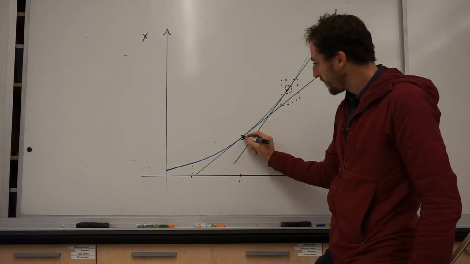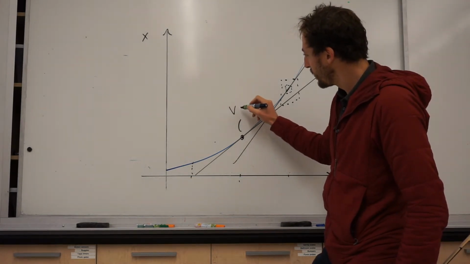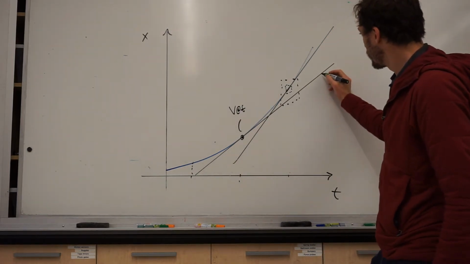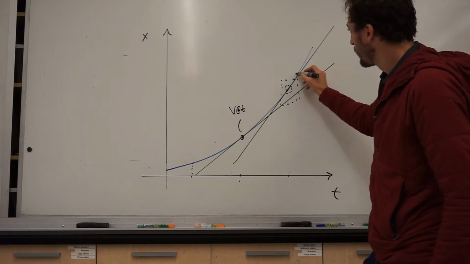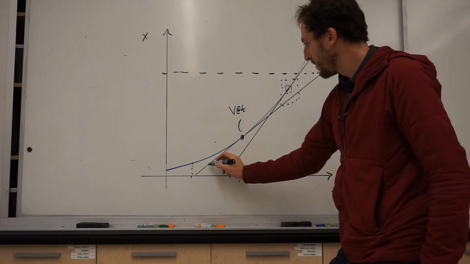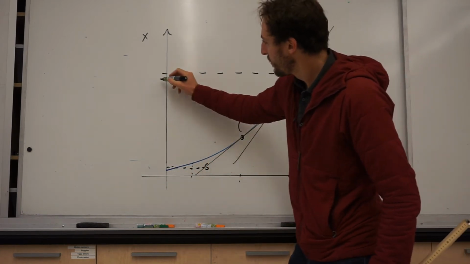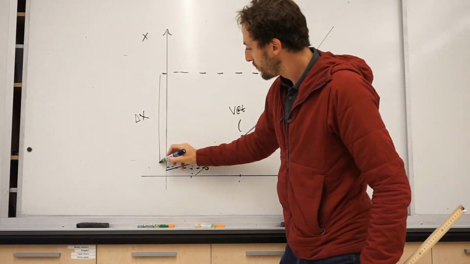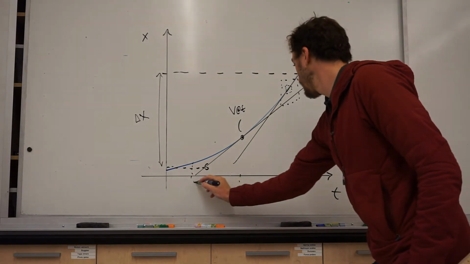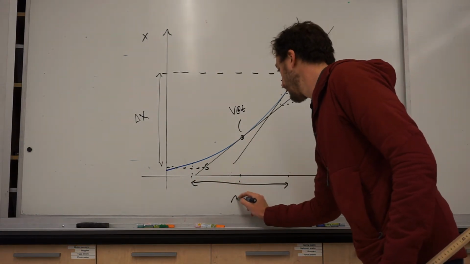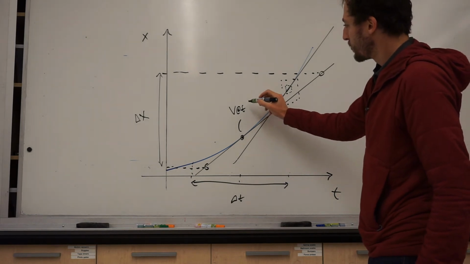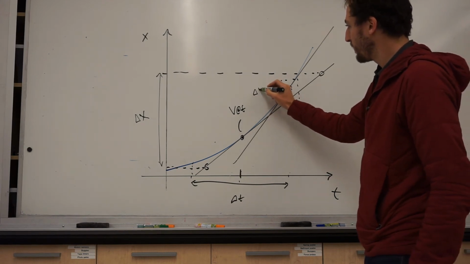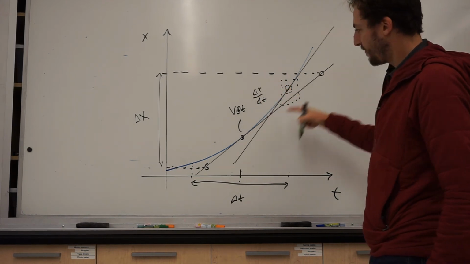And now in order to find the velocity here, v at t, I'm going to find the slope of the tangent line. So I pick a spot here, figure out what that position is, pick a spot here, figure out what that position is. That delta x is going to be the rise, and then this delta t here is going to be the run. So the velocity at this moment in time right here, I'm going to find by doing delta x over delta t that I found off of this tangent line.